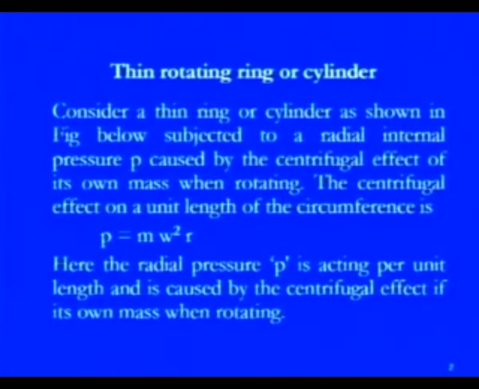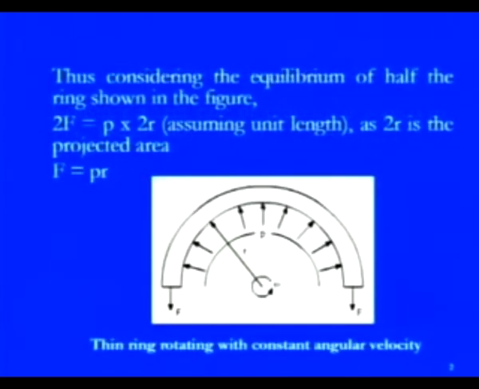The change is caused by the centrifugal effect, because the cylinder's own mass is rotating at omega, that is the rotational speed. So we can simply calculate the pressure, and the pressure is m omega square r. Now, considering this particular figure, as I told you, we have this thin cylinder or rotating ring.